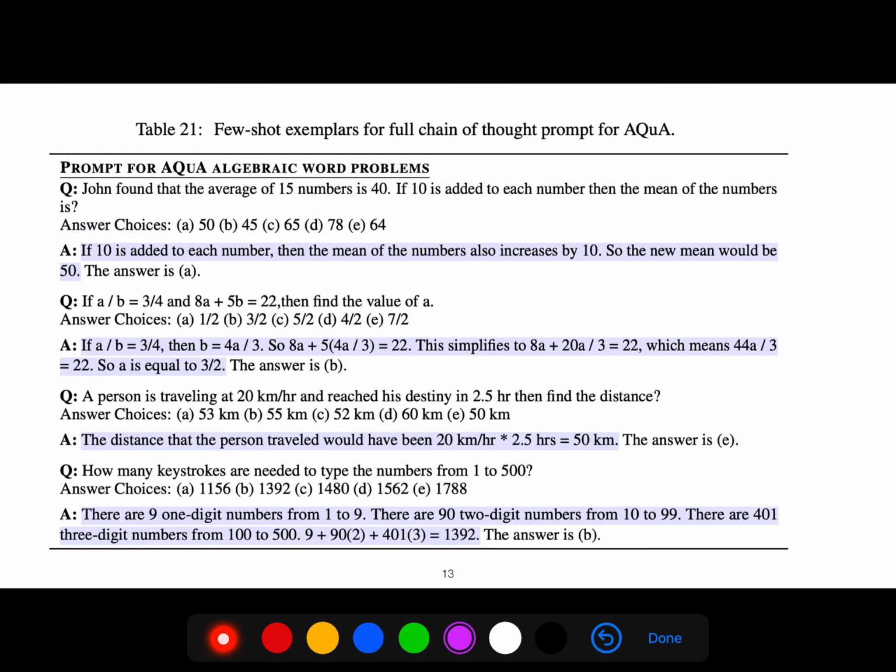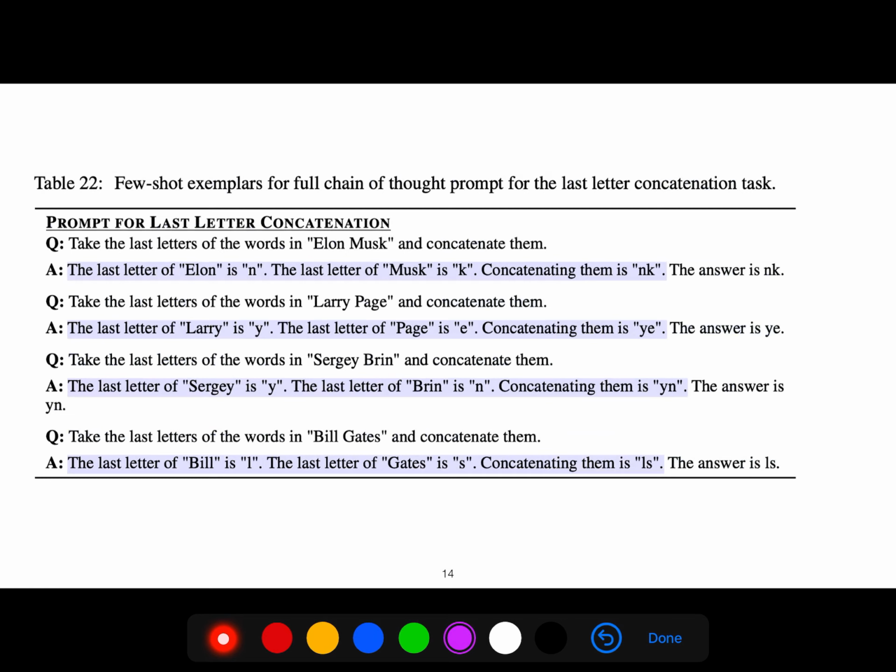But there are also other types of questions, like this one, algebraic word problems. If 10 is added to each number, then the mean of the numbers also increases by 10. So the new mean would be 50. Or you can use it, for example, I asked ChatGPT 4 to take the last letters of my name, Farshad Noravich, and concatenate them. So it became DH, which was correct, although it didn't train on my name. So it means that it is doing some kind of reasoning rather than just memorizing. And this is because it is leveraging chain of thought reasoning.